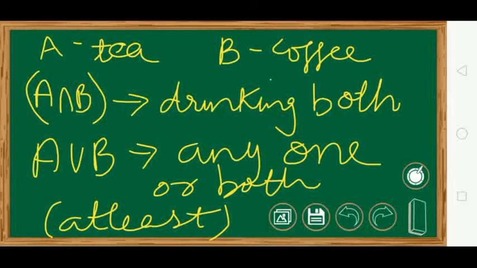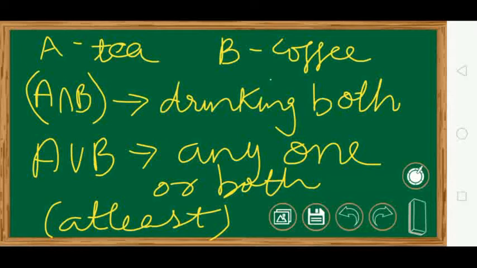So A is the number of students who drink tea, B is the number of students who drink coffee. A intersection B means only those students who drink both tea and coffee. A union B means either they are drinking tea or coffee, and this will also include drinking both. A union B will not contain a person who is not drinking anything.